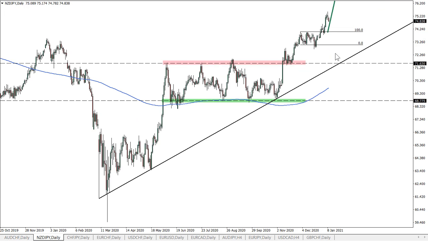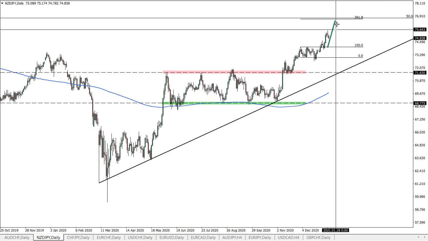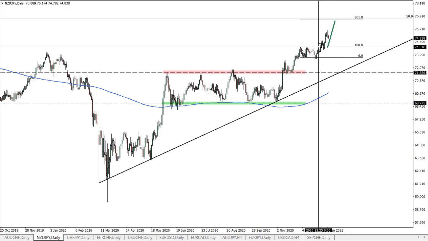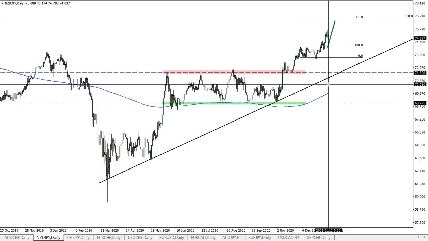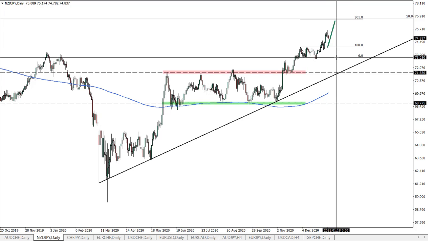New Zealand dollar against the Japanese yen, also bullish. I would expect price to test the resistance, but consolidation of course is possible, and even a retest of this support area.